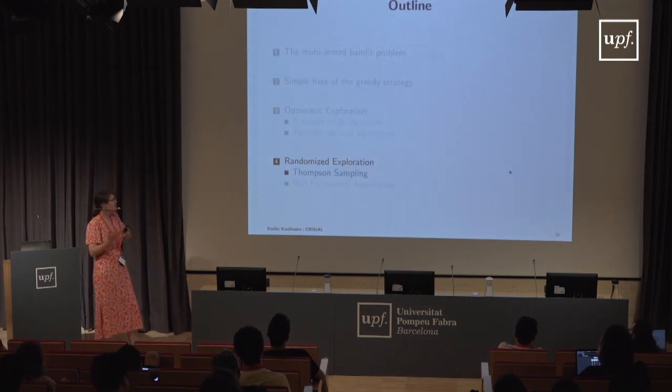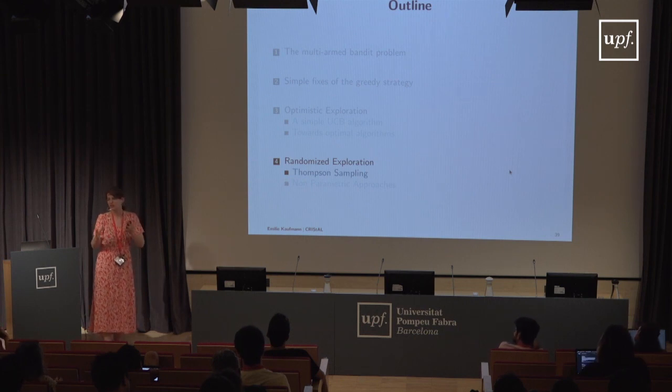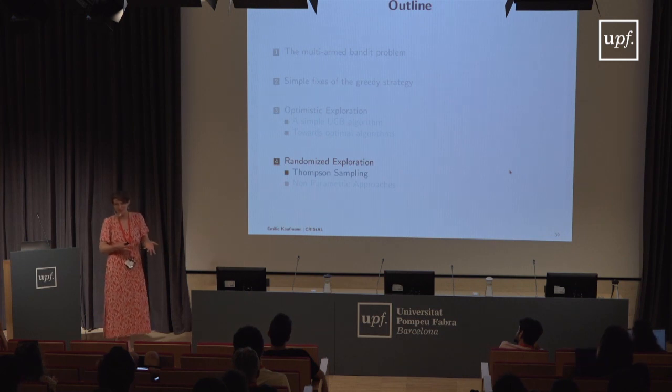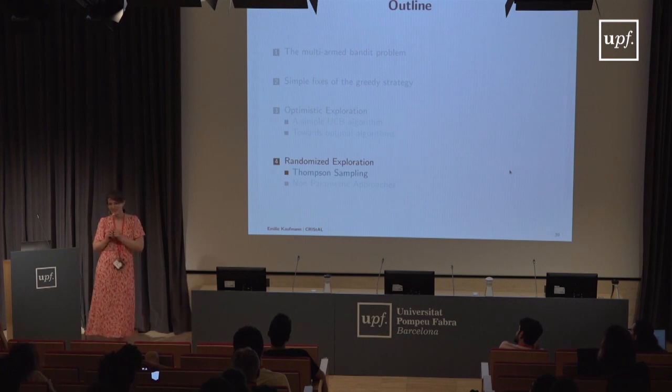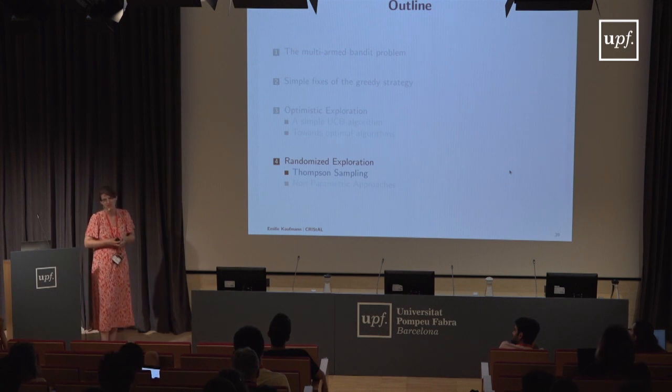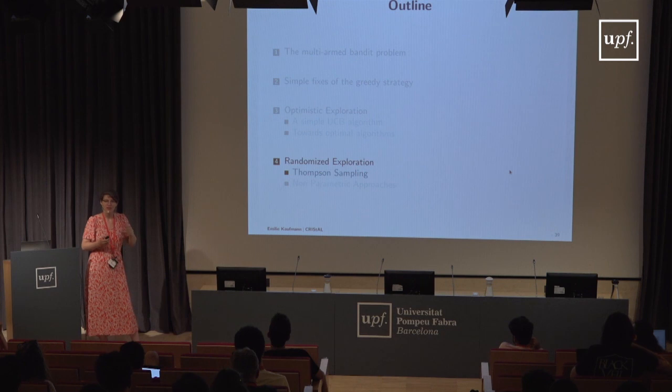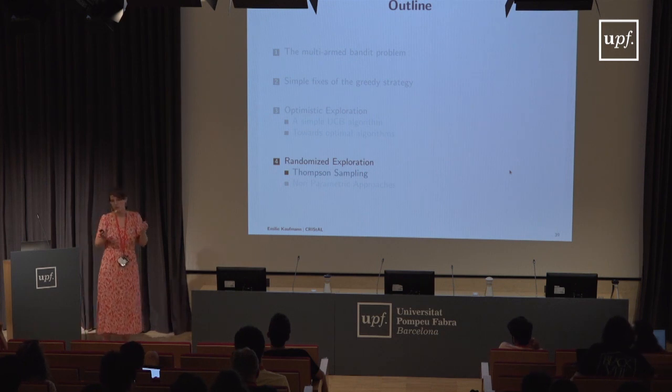So this was still kind of using uncertainty contained in confidence intervals, which is something that in statistics is usually associated to the frequentist world that Yevgeny talked about. And now I want to make a little detour in the Bayesian world, because it's kind of an interesting story in the bandit literature. I told you that the bandit papers were in statistics in the 1950s, but actually the very first bandit algorithm can be traced to a paper in 1933 by Thompson.